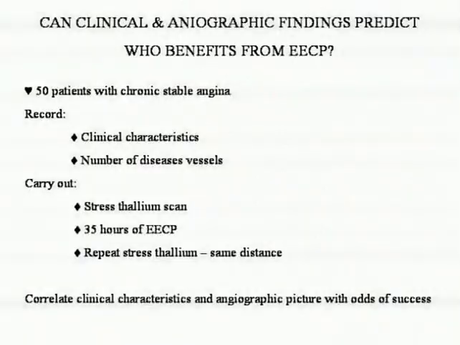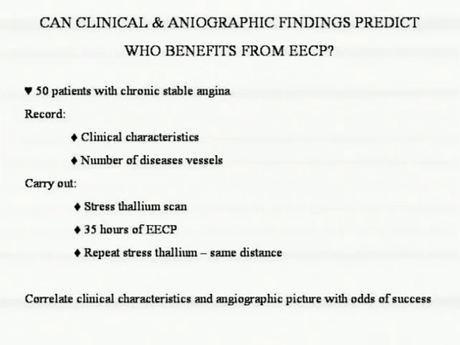This study was done to answer these questions. Can clinical and angiographic parameters, findings, predict who's going to respond and improve their nuclear study? We're going to look at 50 patients with chronic angina, look at their clinical characteristics: age, gender, diabetes, smoking, heart attack, ejection fraction. That's the percentage of blood the heart ejects with each beat. It should be 50%. If you've had a heart attack, it'll be below 50%. And you look at the clinical characteristics, then you do an angiogram and record the number of vessels with 50 to 70% narrowings.